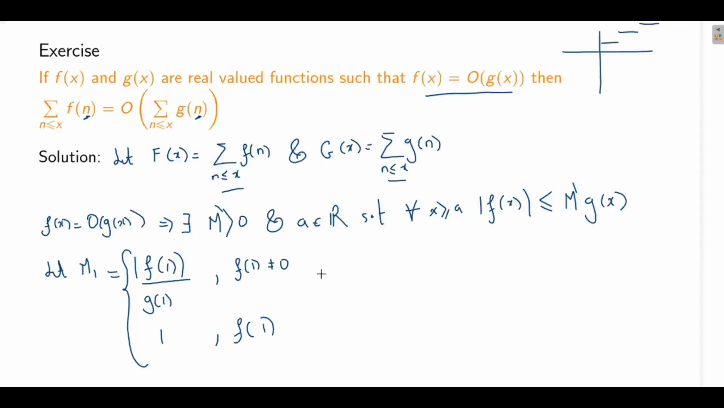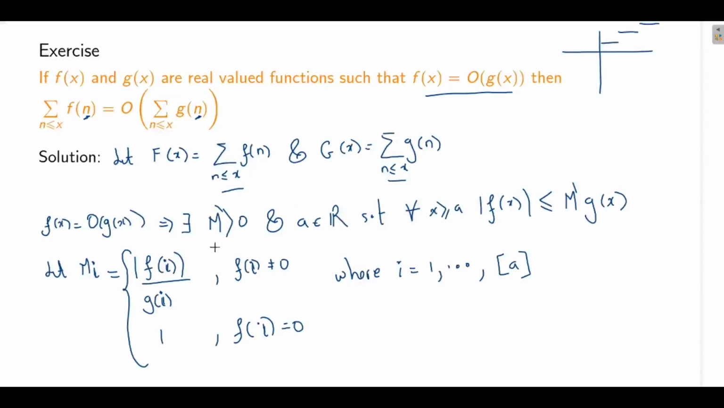And so I'm going to do this. Let me just change this. I'll take m_i to be the modulus of f of i upon g of i when f of i is non-zero, and 1 when f of i is 0, where i takes all the values from 1 up to the greatest integer of a. See, because I need to somehow take care of the previous few terms. So that's the key in the proof.